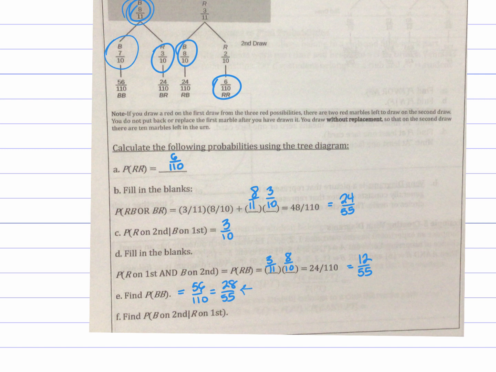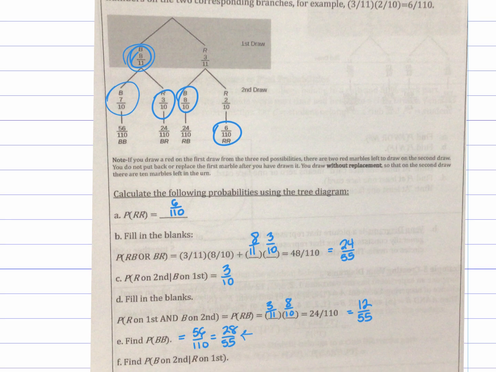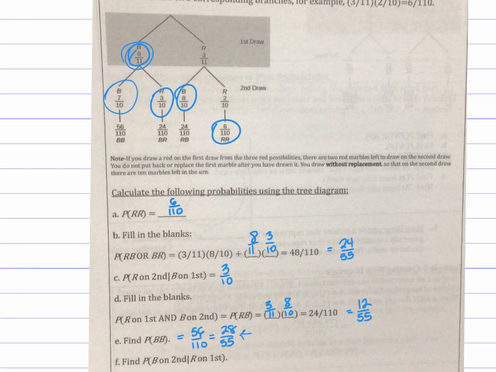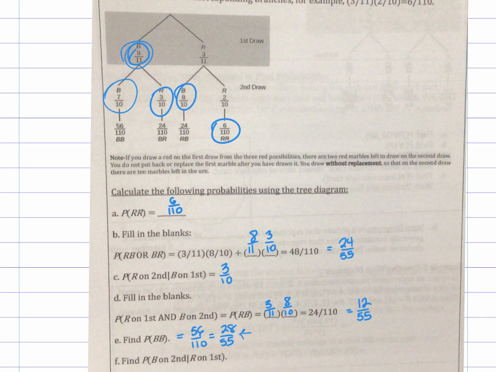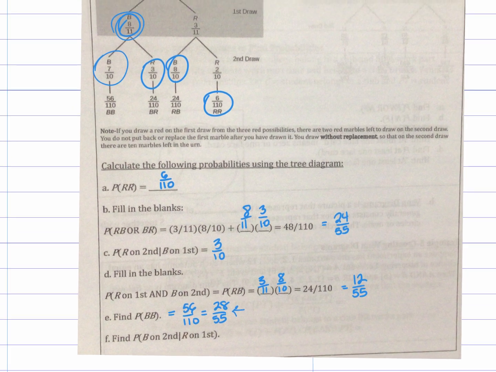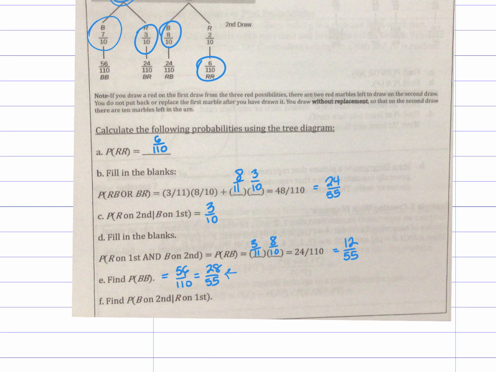Okay. And then part F, find the probability of B on the second, given that you got R on the first. And the probability of R on the first is 3 out of 11. And the probability of B on the second is 8 out of 10. So the answer, 8 out of 10 or 4/5. All right, let's keep rolling.